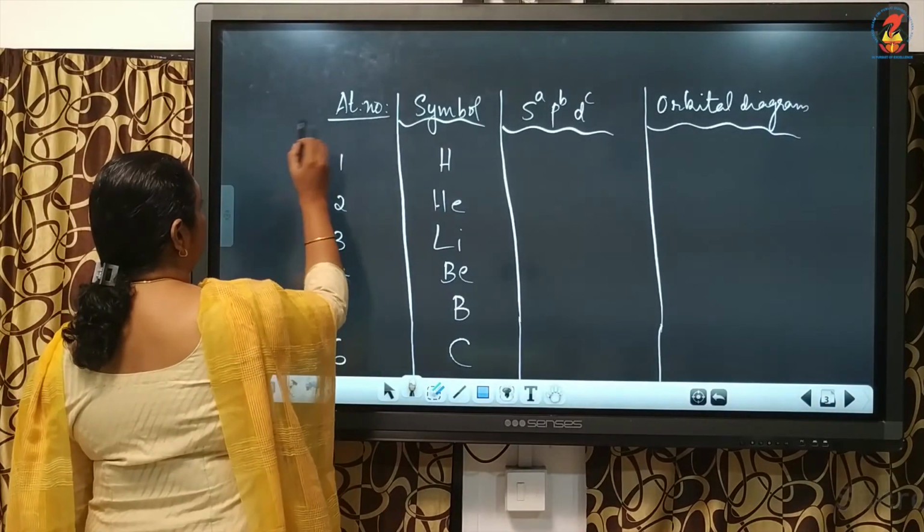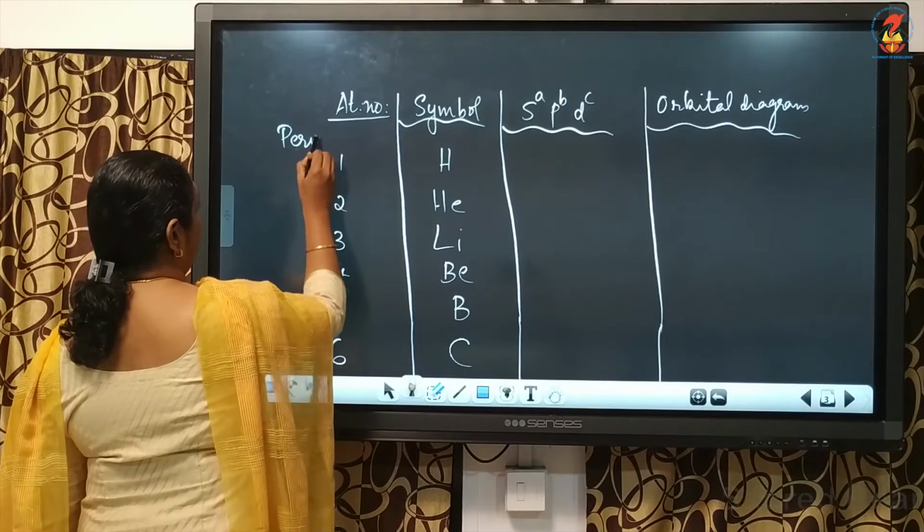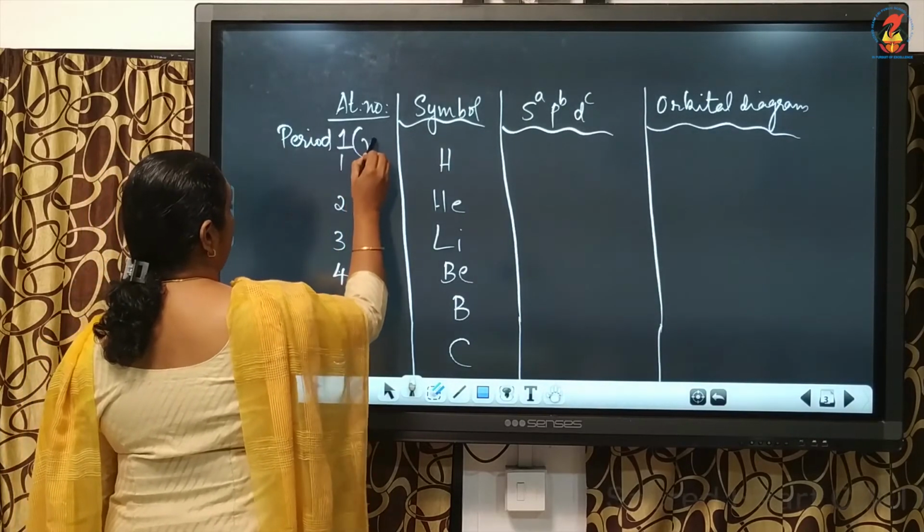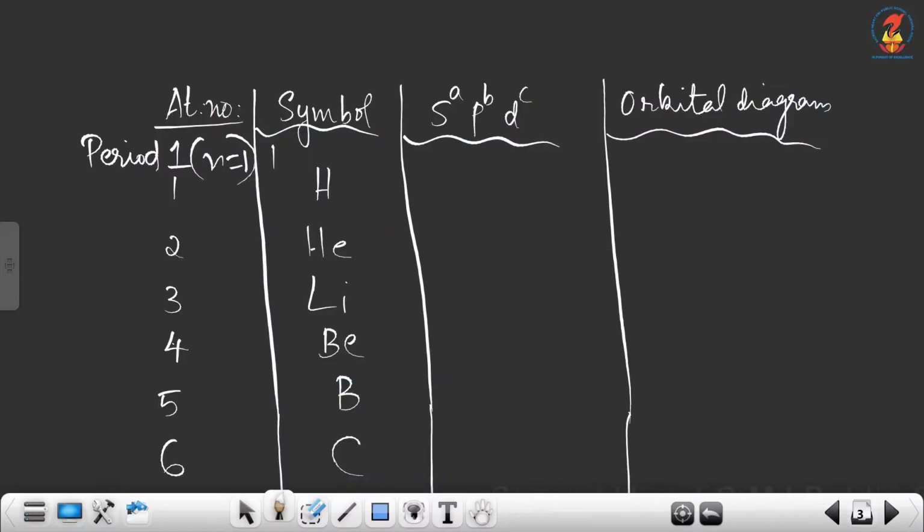So this is period 1. Period 1 in which n is equal to 1, and which orbital is getting filled? 1s orbital is getting filled here. Okay, that is the lowest energy orbital. So what is the configuration of hydrogen? In 1s orbital, 1 electron. So you can write the configuration as 1s1. Now helium. Helium we can write, there are 2 electrons in helium. So the configuration will be 1s2. Now the 1s orbital is completely filled.